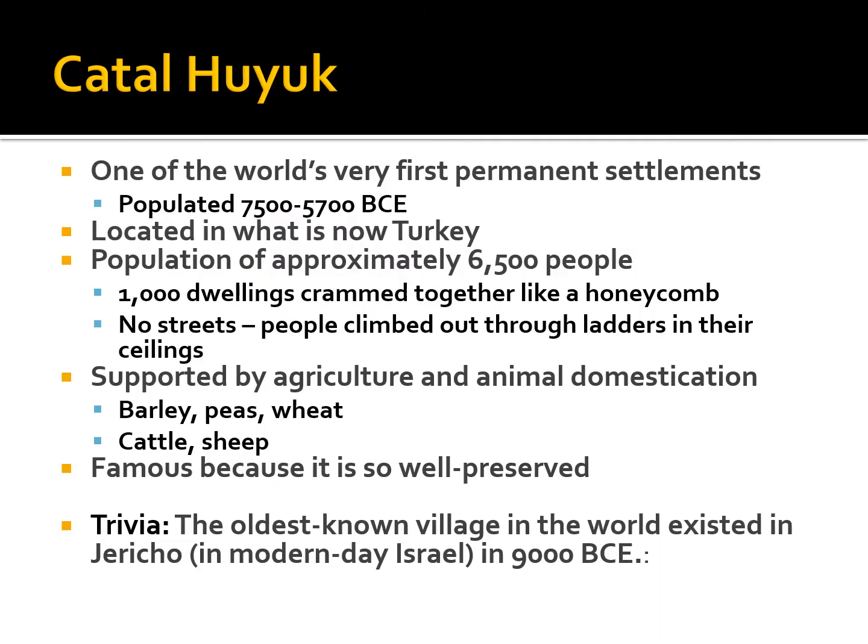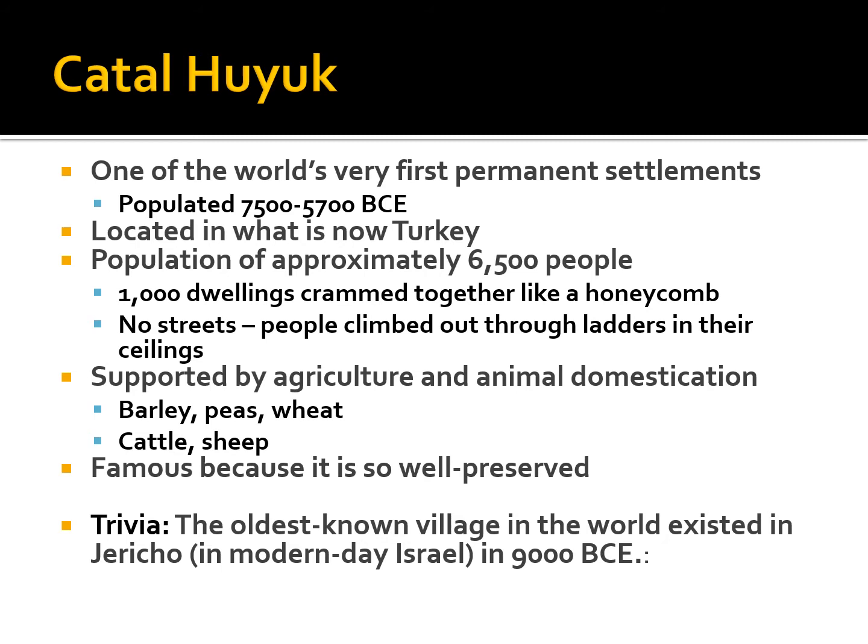If we look at one of our earliest settlements that you saw a drawing of a few slides ago, we have Çatalhöyük, which is one of the world's very first permanent settlements. It was populated between 7,500 and 5,700 BCE. It's located in what is now Turkey. The settlement had a population of approximately 6,500 people. There were around 1,000 dwellings crammed together in a honeycomb-like structure.